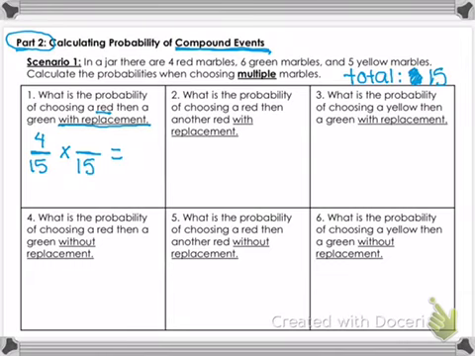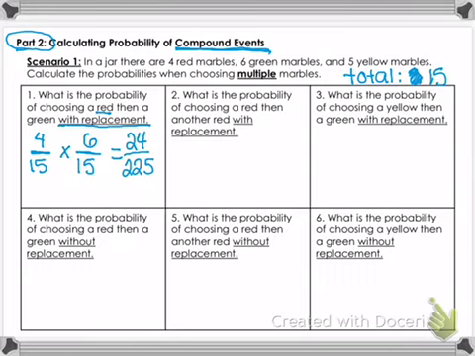But now we've changed colors. Now we're talking about green. So now there are 6 green to pick from. This represents the probability of red, then green. All we've got to do is multiply these two together. 4 times 6 gets us 24. 15 times 15 gets us 225. So our probability is 24 out of 225. All right, let's go to our next one.